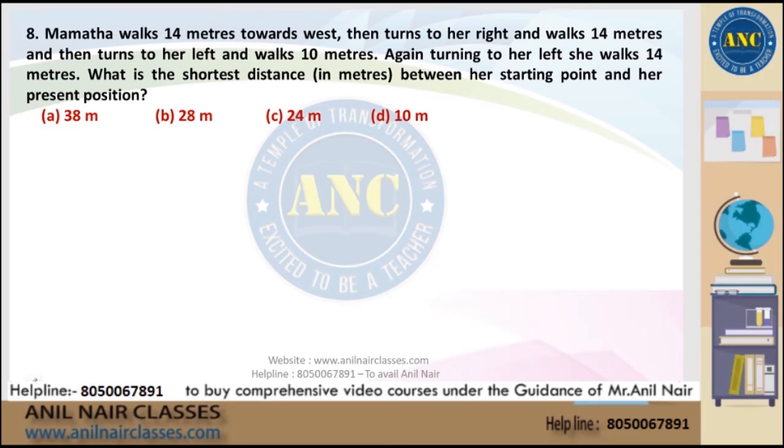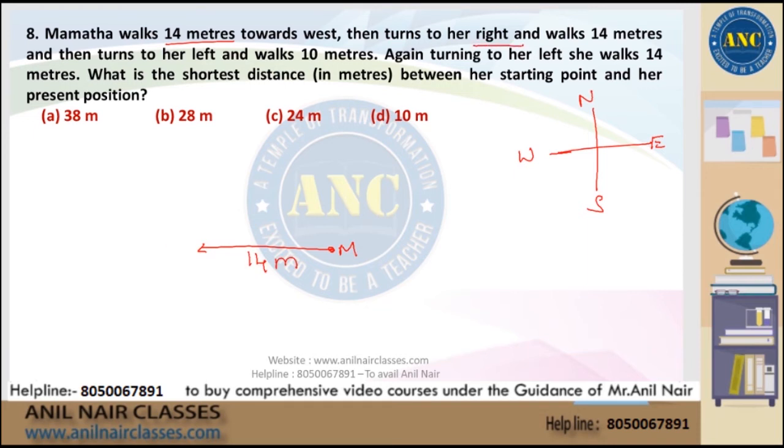Okay. Now, Mamata walks 14 meters towards west. This has directions. So, first let us draw the directions. Okay. 4 directions would be enough. North, east, south and west. Now, Mamata walks 14 meters towards west. West is this way. So, Mamata starts from this point. She walks 14 meters towards west.